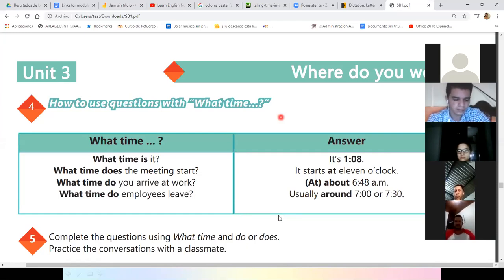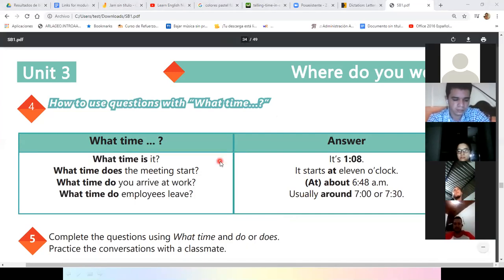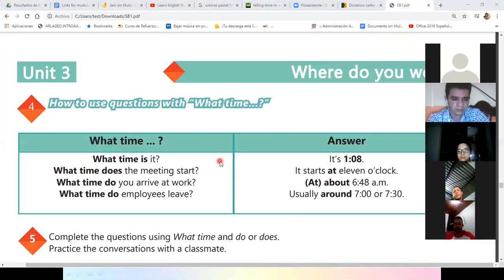All right, so look at the expressions that we have over here. If the question is, what time is it? The answer is, it's, y luego la hora. It's, and then the time. But then, if the question is, what time do you, what time does, and then an activity, then the answer is going to have the preposition at.